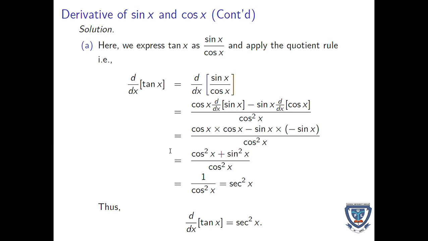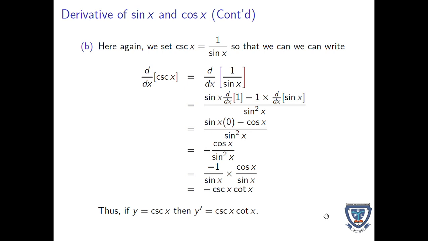Now let's look at the solution. Here we express tan x as sine x over cosine x. Of course, that's what tan x is. And we apply the quotient rule here. So you actually know the reason. Applying the quotient rule will eventually give us 1 over cos x squared, secant x squared, because secant is 1 over cos. Thus, differentiating tan x will give us sec squared x.